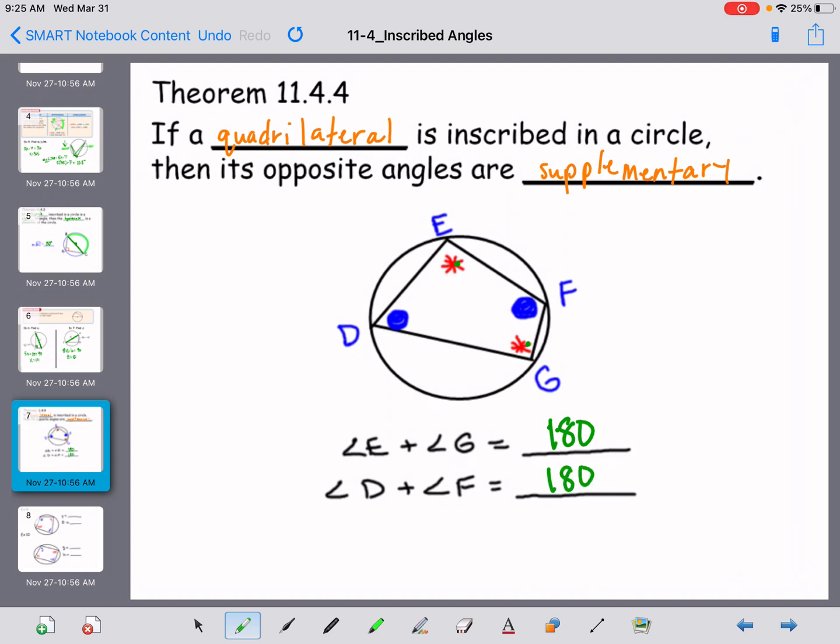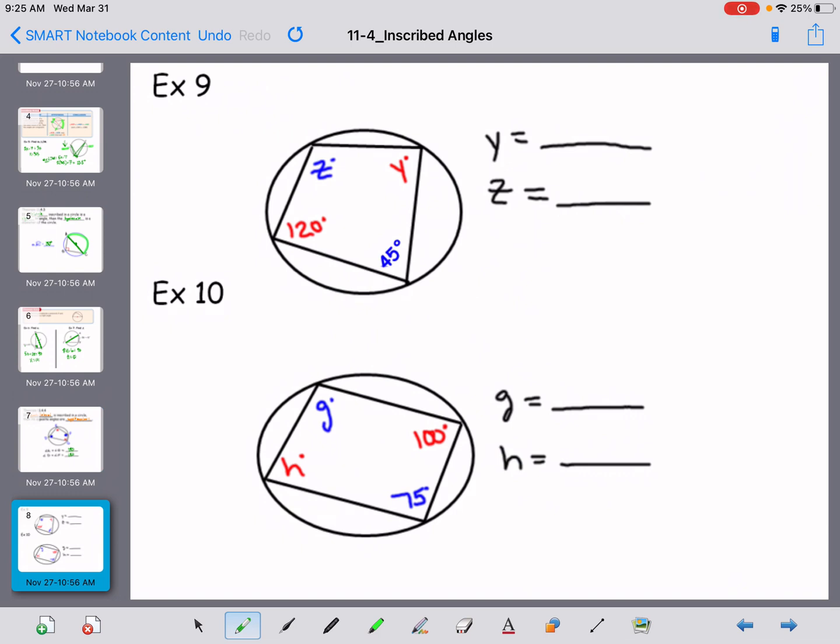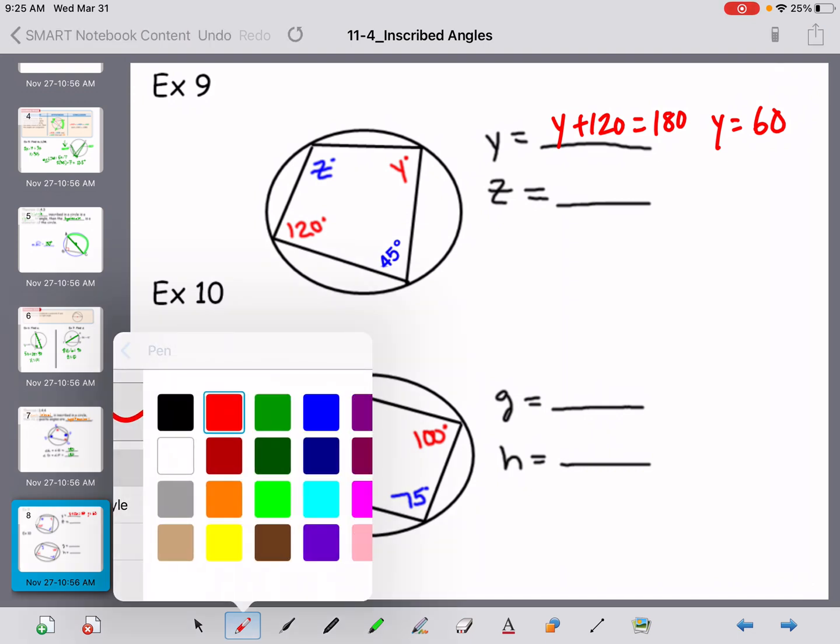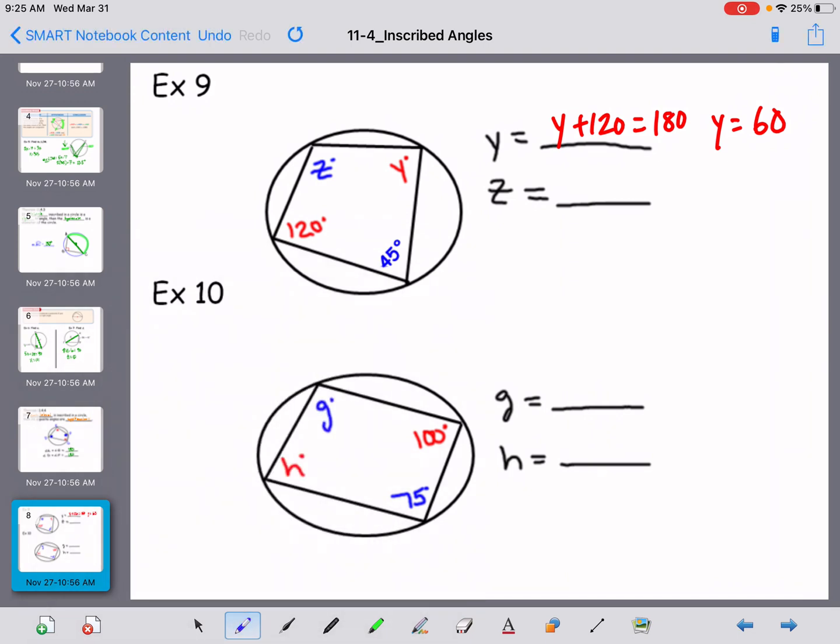Now before, when they were side by side, they equaled 180. Well, now we're changing it up a little bit. When they're across from each other, they equal 180. How does that work? Well, pretty basic. If I wanted to find y, let me change it to red here, I would say y plus 120 equals 180. Y is going to equal 60. All right, that's just some simple algebra solving.